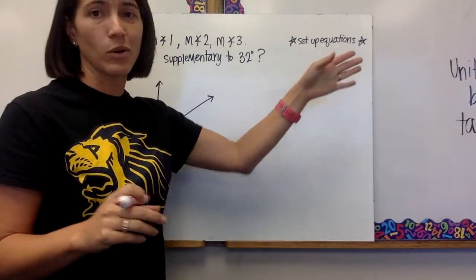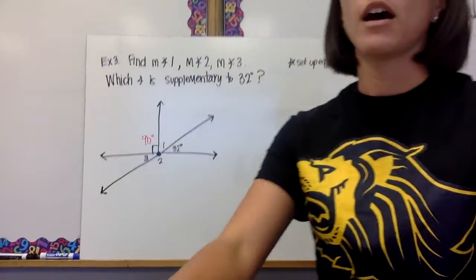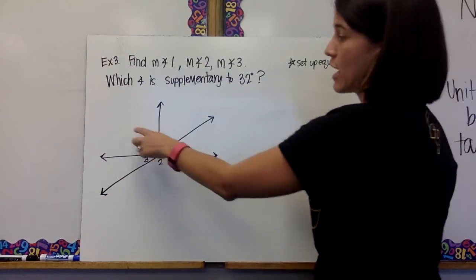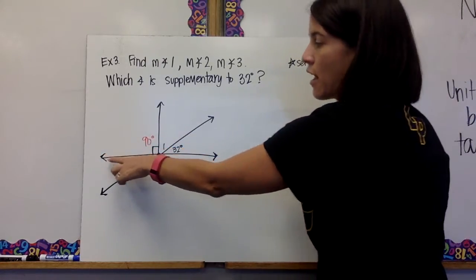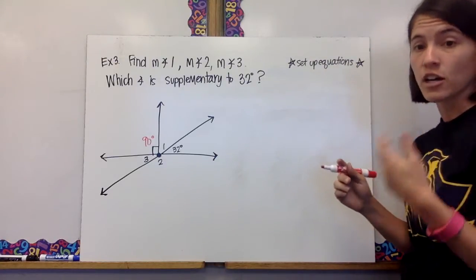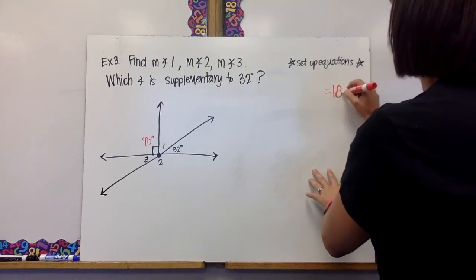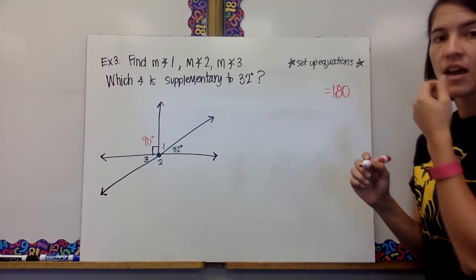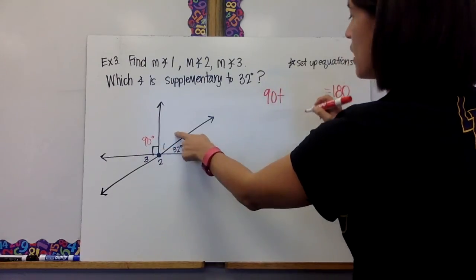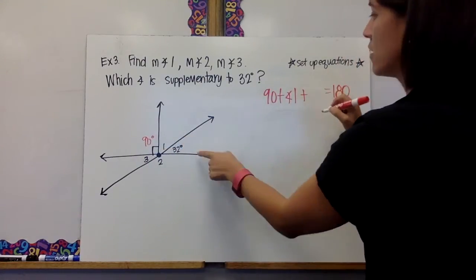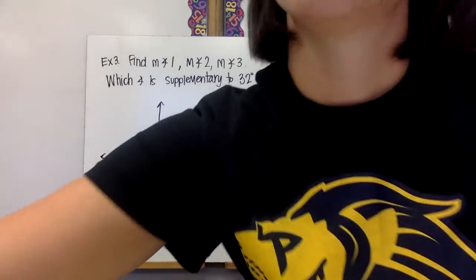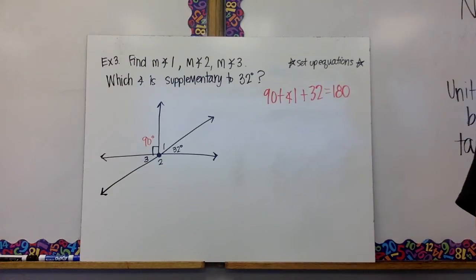And I wrote a note right here. I want you to practice setting up equations on how to get to these measurements. So first, we have a 90 degree and 32 degrees. Let's start with angle 1. This line right here is forming a straight angle, and we know that a straight angle is 180 degrees. So let's add our angles together. We have 90 plus angle 1 plus 32. So that would be the kind of equation I'm looking for. Nothing difficult, just the equation to set it up.